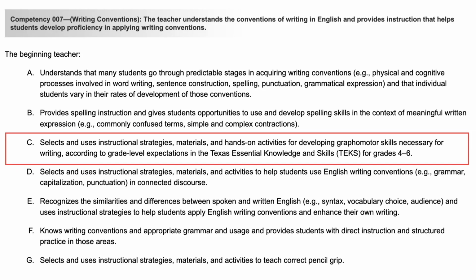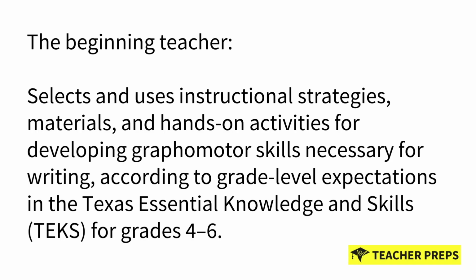Now we're moving straight into the third descriptive statement inside competency number 7, which states the beginning teacher selects and uses instructional strategies, materials, and hands-on activities for developing graphomotor skills necessary for writing according to grade level expectations in the TExES Essential Knowledge and Skills for grades 4 through 6.